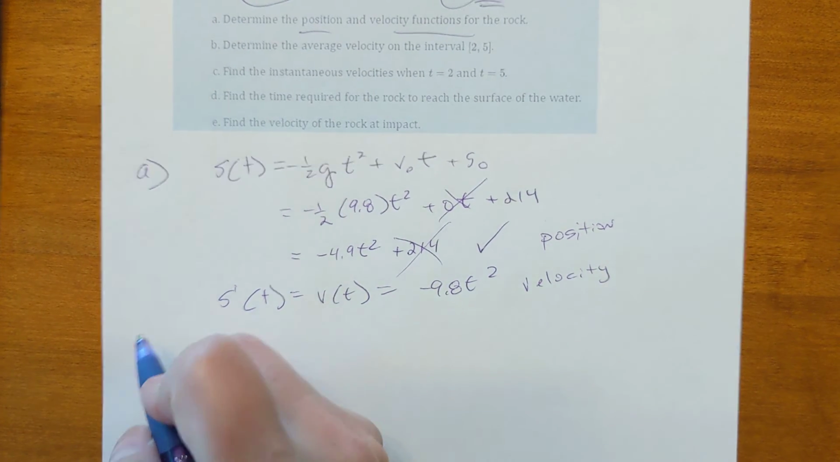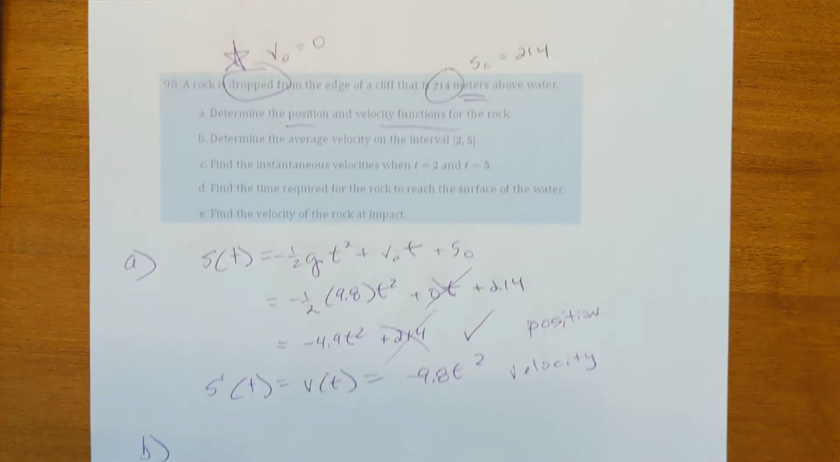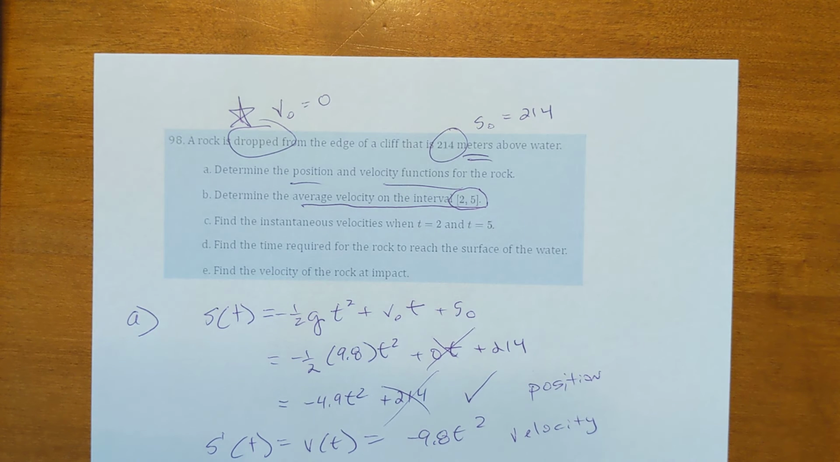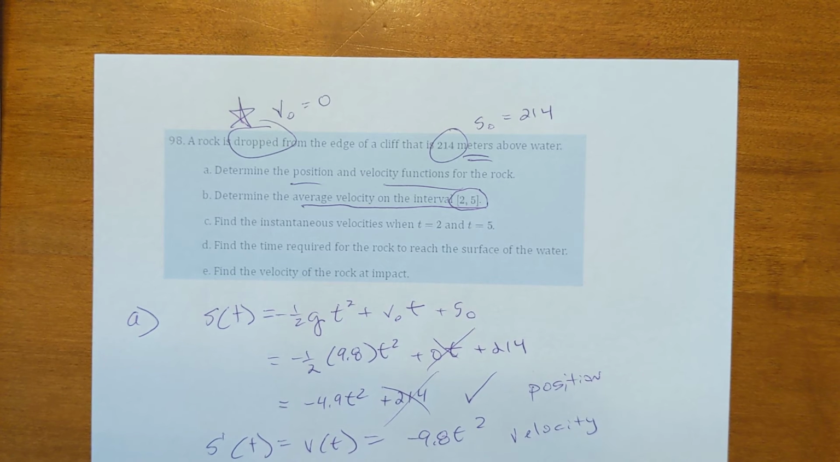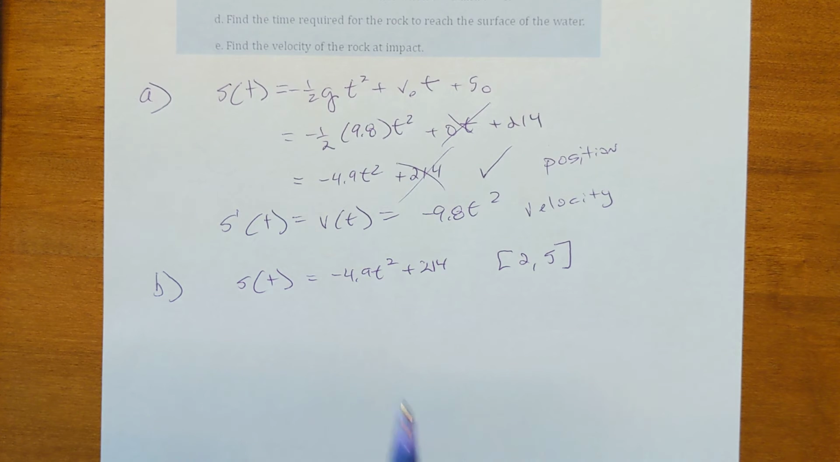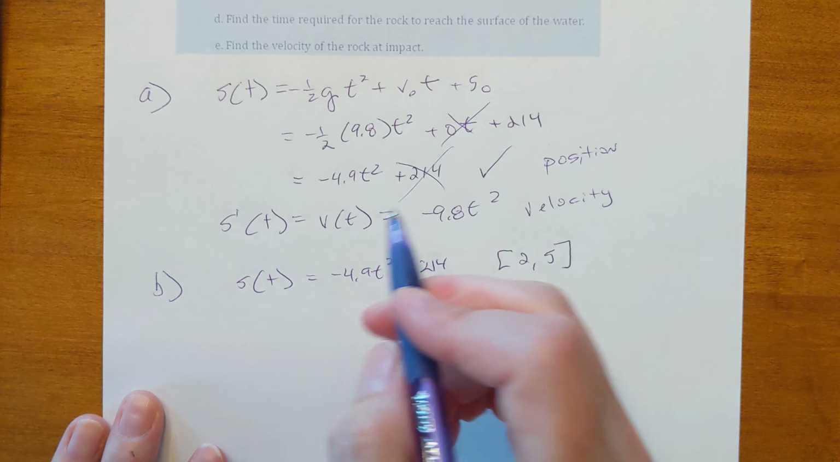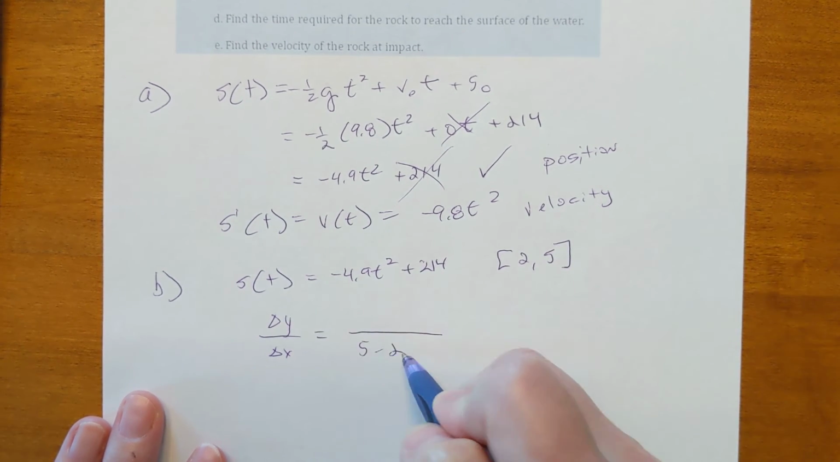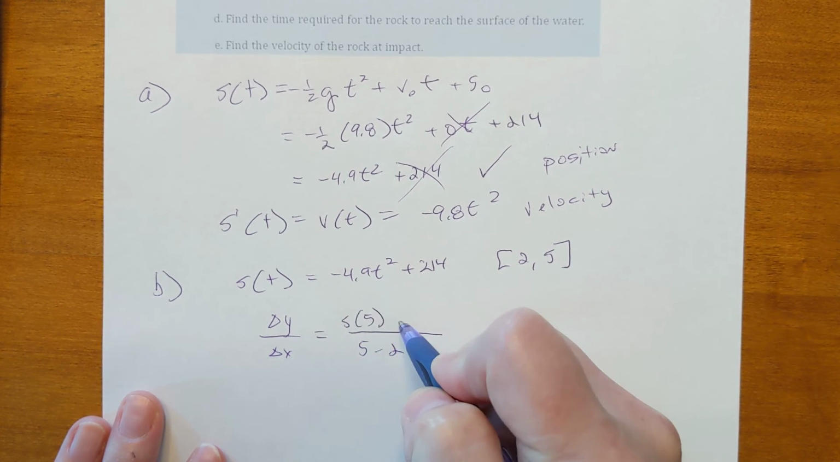And then on B, it wants to know the average velocity. Oh my heavens, remember on B here, they want to know the average velocity for the interval 2 to 5 seconds. So that's going back to the original function. And the original function, again, S of t was equal to negative 4.9 t squared plus 214. So we want to find the slope for that x interval from 2 to 5. So again, it's the change in y over the change in x. And our change in x here is from 5 to 2. And then we want to do S of 5 and S of 2.